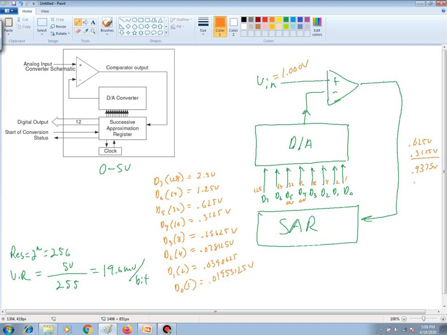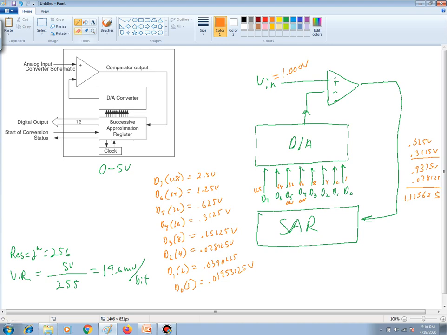0.15625. In adding this 0.15625, it would give us 1.09375. Well, it's gone over, so it's going to turn that bit off. So it turns off D3, and that's not going to count because it's gone over 1 volt. Next, it turns on D2, and D2 is going to add 0.078125, which gives us 1.015625.